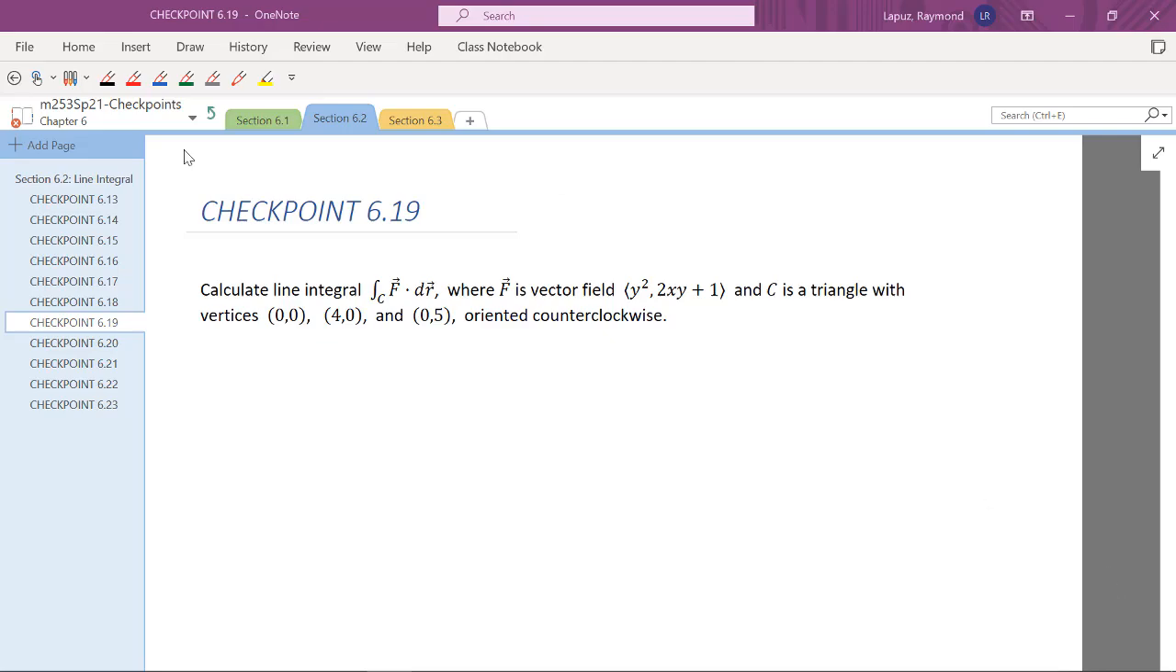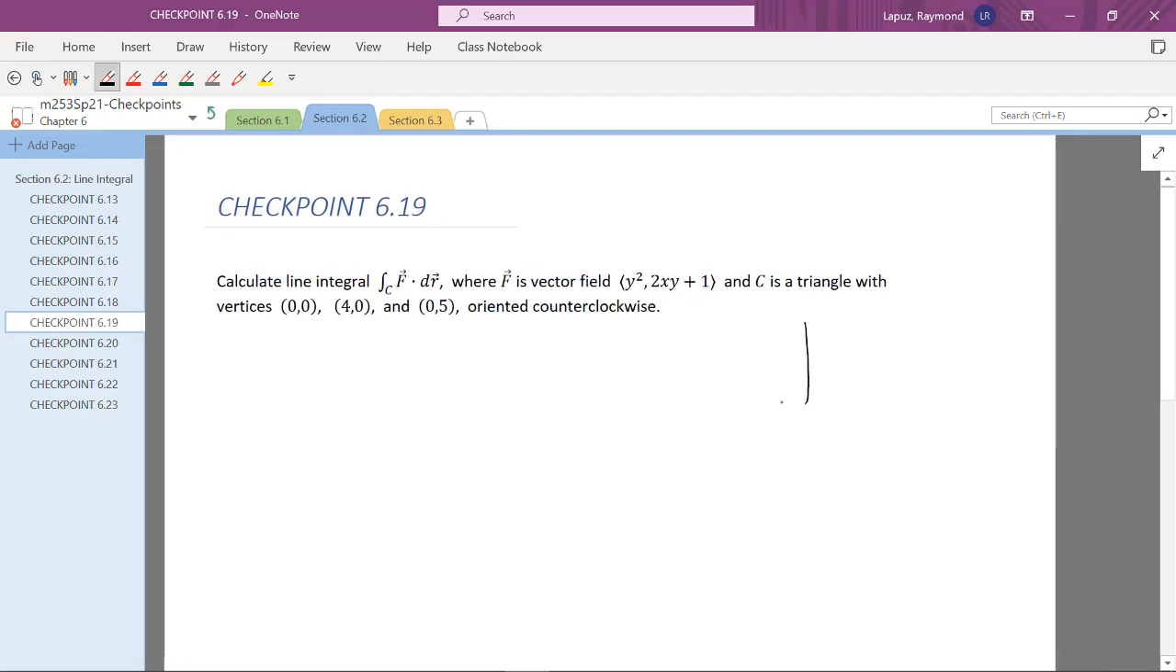Let's do checkpoint 6.19. In this checkpoint, they want us to calculate the line integral of f dotted with dr, where f is a vector field y squared, comma 2xy plus 1, and C is a triangle with vertices at 0, 0, 4, 0, and 0, 5, oriented counterclockwise.